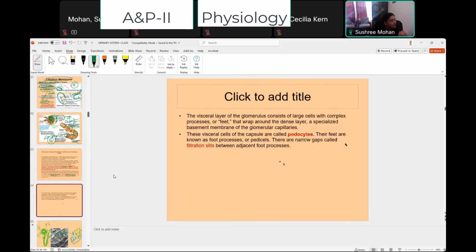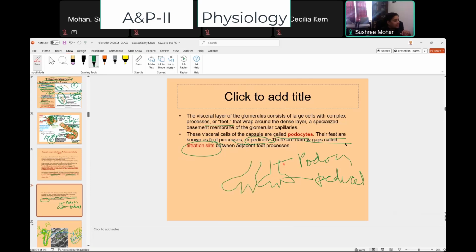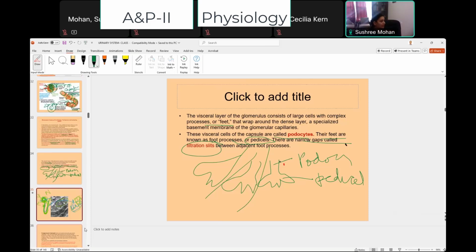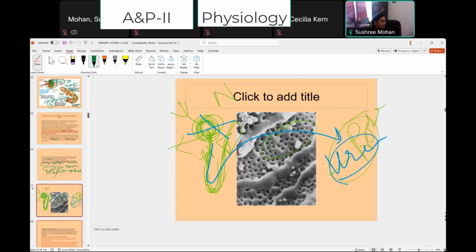So the visceral layer of the glomerulus consists of cells with complex processes or feet, and these cells of the capsule are called podocytes, and their feet are called pedicels. So foot and pedicel, podocyte and pedicel. And they have these gaps or slits in between the feet. These are gaps or slits through which the filtration will happen. So this is how it looks, the fenestrations between the pedicels. This is how the slits look.